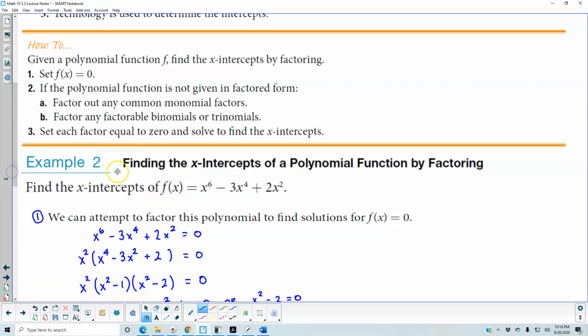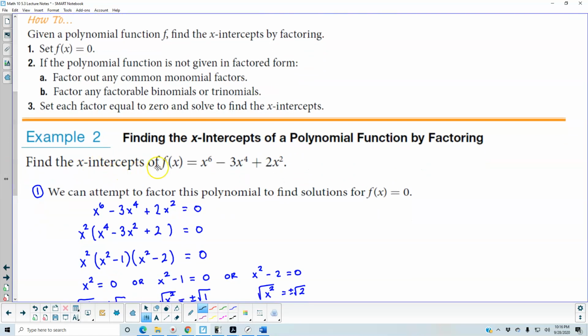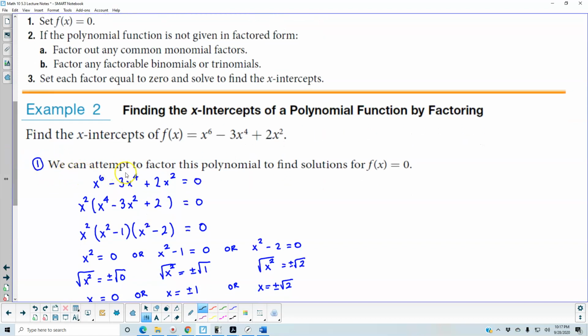For example 2, finding the x-intercepts of a polynomial function by factoring. We're going to find the x-intercepts of f of x, which is equal to x to the 6th minus 3x to the 4th plus 2x to the 2nd. Now in step number 1, we can attempt to factor this polynomial to find the solutions for f of x equal to 0. So in this scenario, we're setting it equal to 0 and trying to see if we can factor it first.